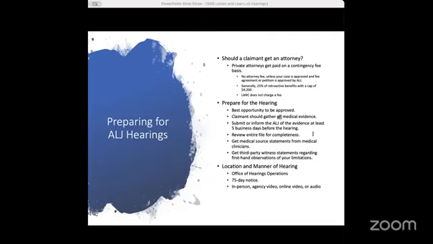So you'll take a look at that. You'll fill those out and exercise your preferences, and then you'll send that form back. And that should help to dictate how your hearing is held.